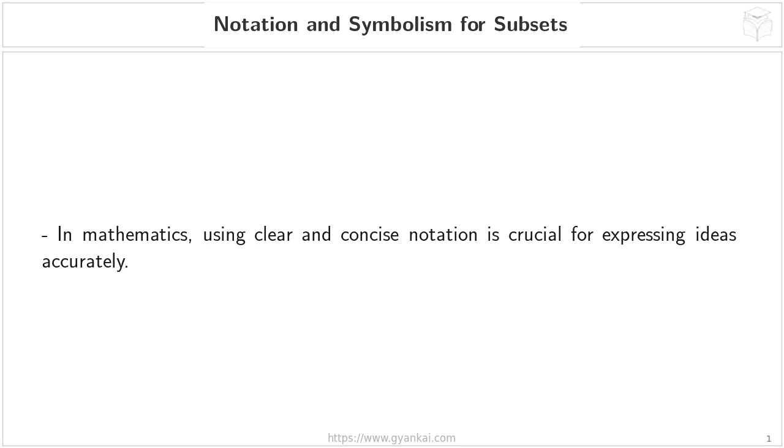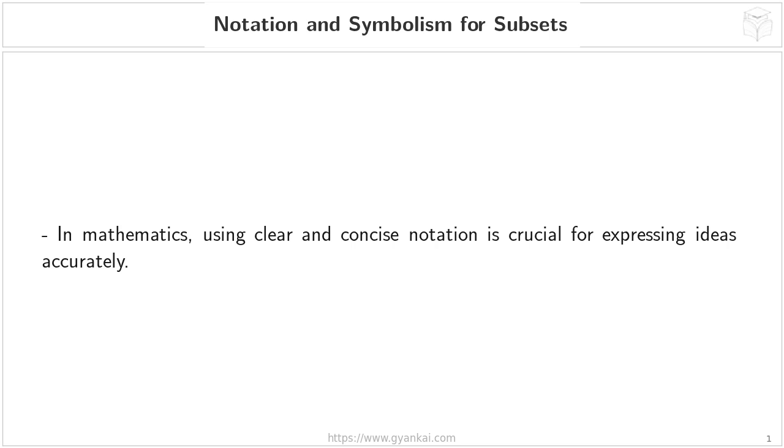Notation and symbolism for subsets. So let's begin our discussion on notation and symbolism, specifically as it relates to subsets. Welcome to this section. As you know from our previous discussions, sets are fundamental building blocks in mathematics. Now, to communicate effectively about these sets, and especially how they relate to each other, we need a standardized way of writing things down. That brings us to the first point on this slide.